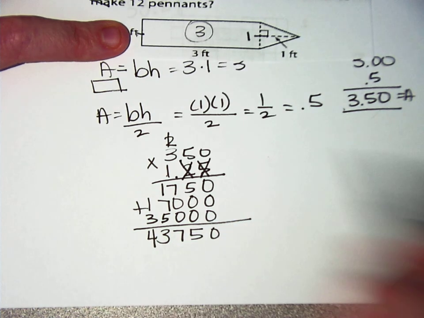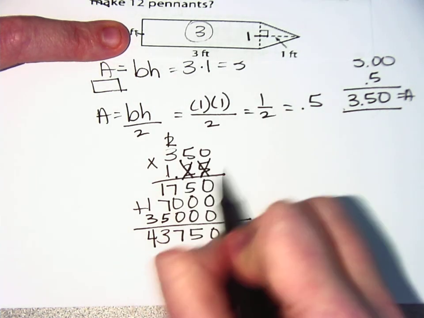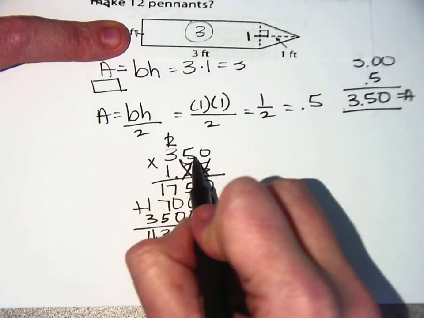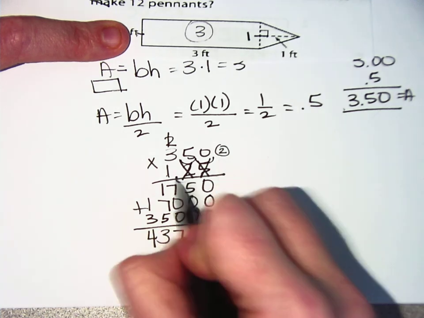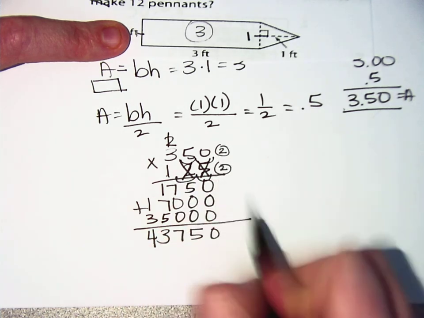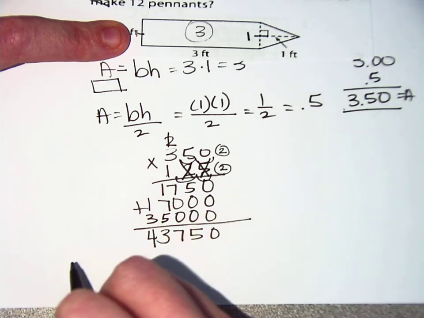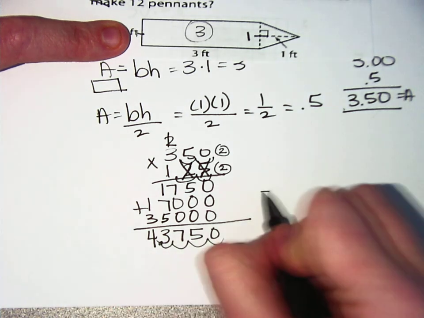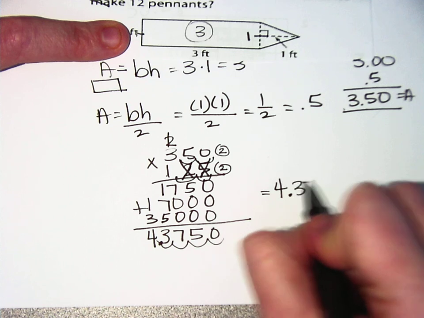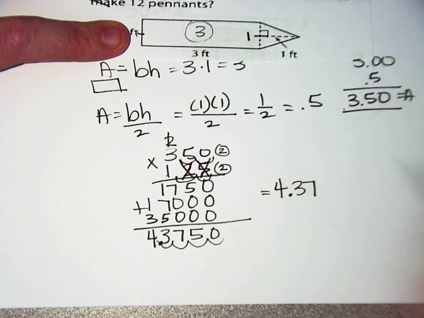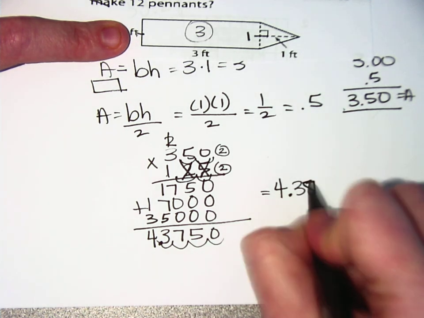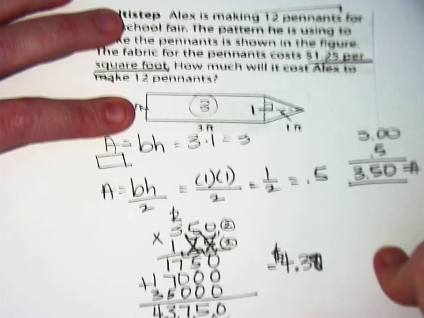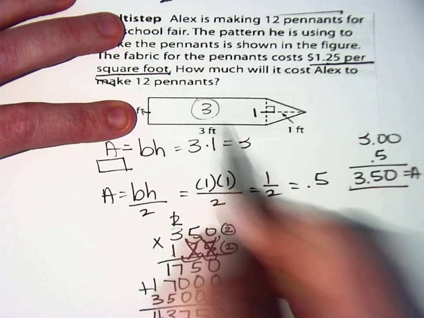Okay? Now don't forget, you've got to count how many spaces are behind each decimal before we move it over. So this is 1, 2, and this is 1, 2. So we need to move our decimal places back 4. 1, 2, 3, 4. So it's going to cost me $4.37, or 38 cents if you want to round up, for each pennant. But how many pennants do we need? If you look here, don't forget, Alex needs to make 12 pennants.